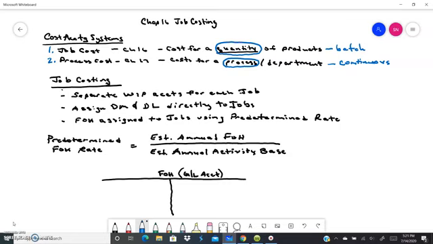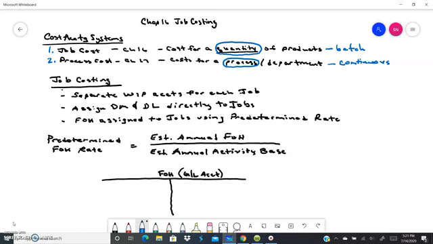So those are the two different types of systems that are in place, and we're going to be talking about job costing in this particular chapter. Job costing is going to be the easiest. It's going to be the most similar to what we just did, and with one variation, and that's really with the factory overhead account. We'll get to that in a second.